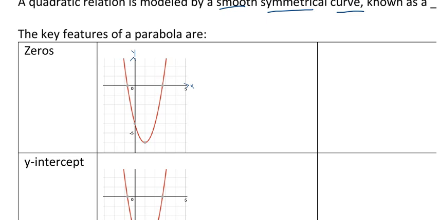Can you guys tell me, where does your graph intersect the x-axis? Or how many times does it intersect the x-axis? Twice, right? So it intersects the x-axis right here, and it intersects the x-axis right here. We call these the zeros of the graph, but they're also called the x-intercepts. So sometimes we have two x-intercepts, in which in this case we do have two x-intercepts.